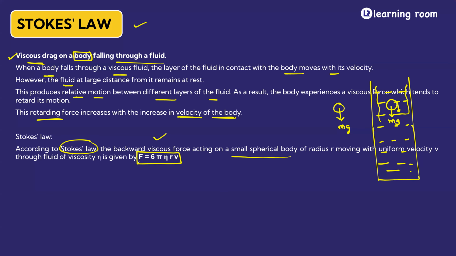Are you able to understand? So it is moving with a velocity v through a fluid of viscosity eta, and it is given by the expression 6 pi eta r v, where r is the radius and v is the speed, and 6 pi is a constant. So shall we look at the derivation of it quickly?